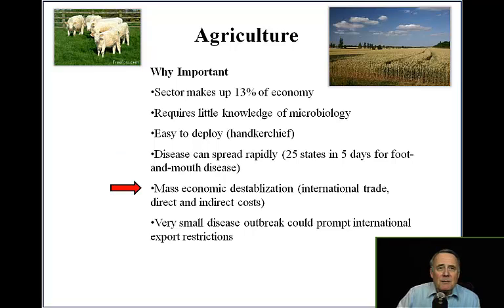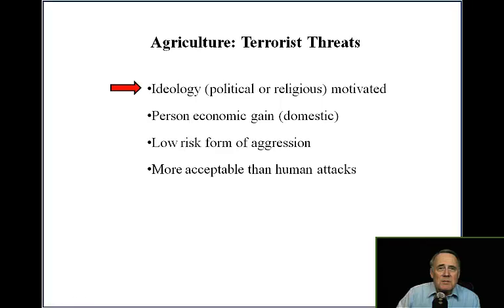Has mass economic destabilization, for example, international trade, direct and indirect costs. A very small disease outbreak could prompt international export restrictions. Ideology, political or religious motivated. Personal economic gain, for example, domestic terrorism, a low risk form of aggression is more acceptable than human attacks.